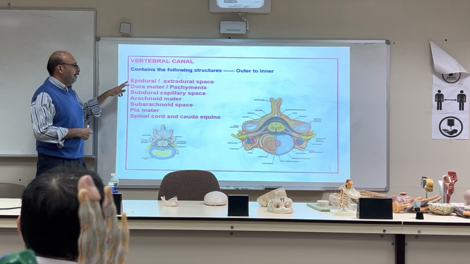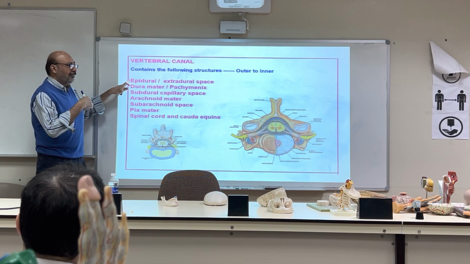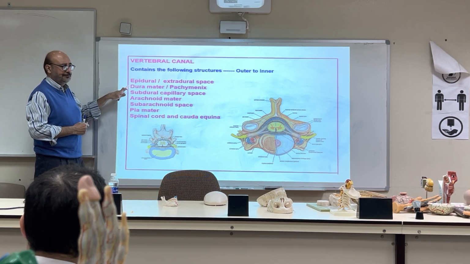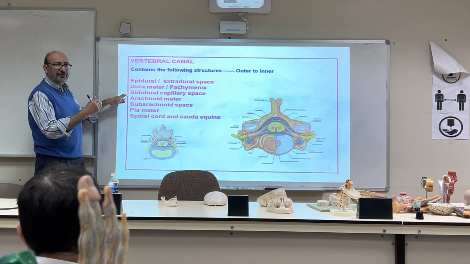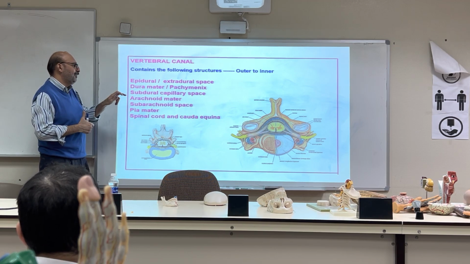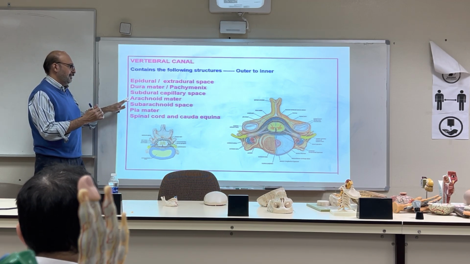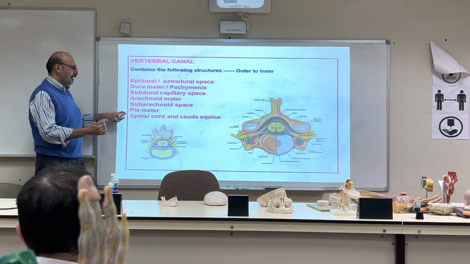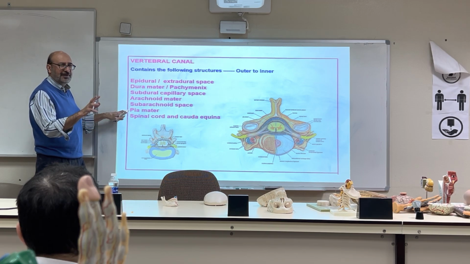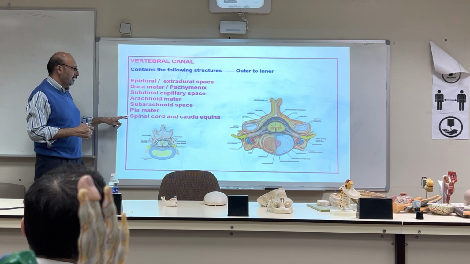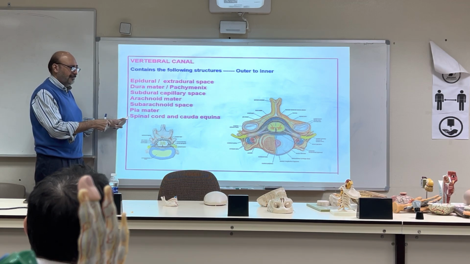From outer to inner: extradural space, outer to the dura mater. Then subdural space, a small potential capillary space. Then arachnoid mater, then subarachnoid space. Then pia mater. Some books say pia mater has different layers, I will tell you. Then the spinal cord.